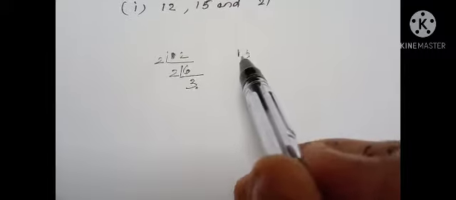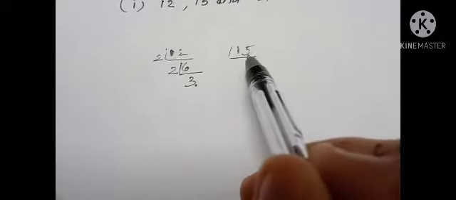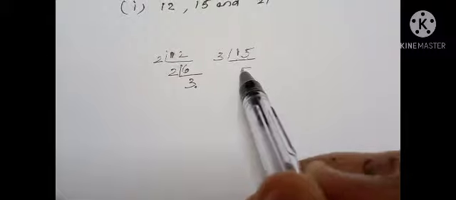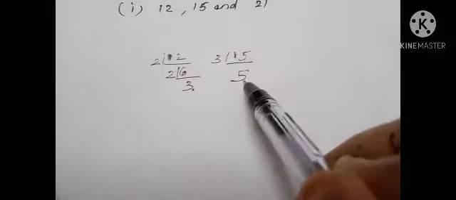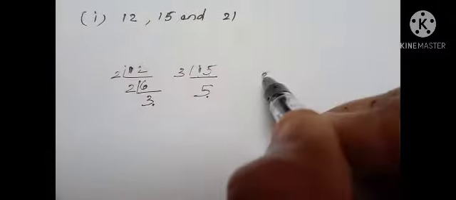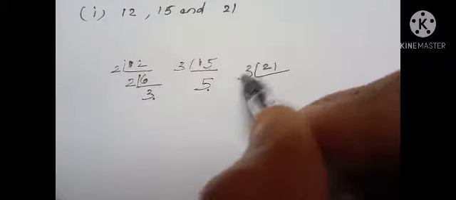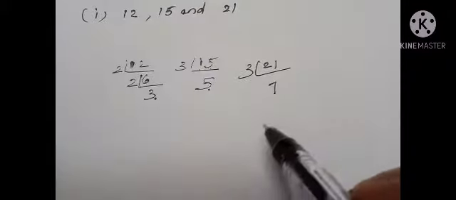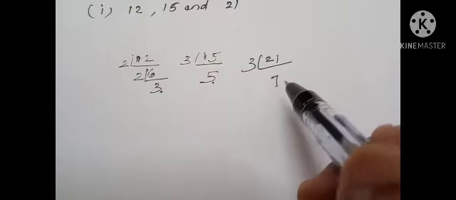The next number is 15. We can divide it by 3. 3 5s are 15. 5 is a prime number, so we have to stop. Next is 21. 21 is divisible by 3. 7 3s are 21. 7 is a prime number, so we have to stop.